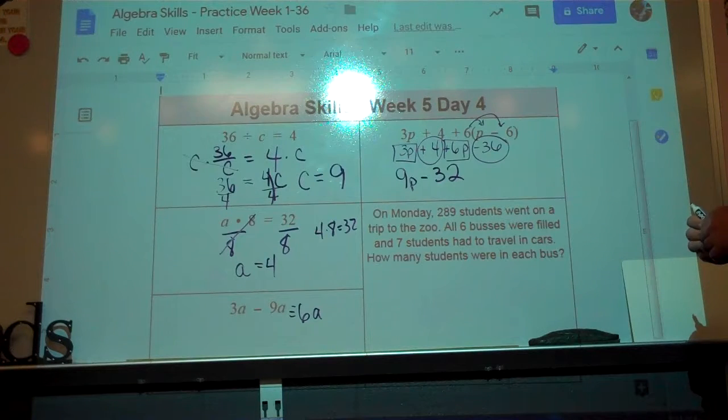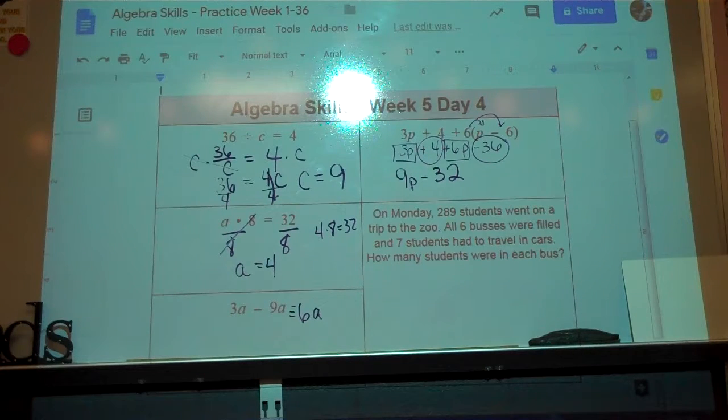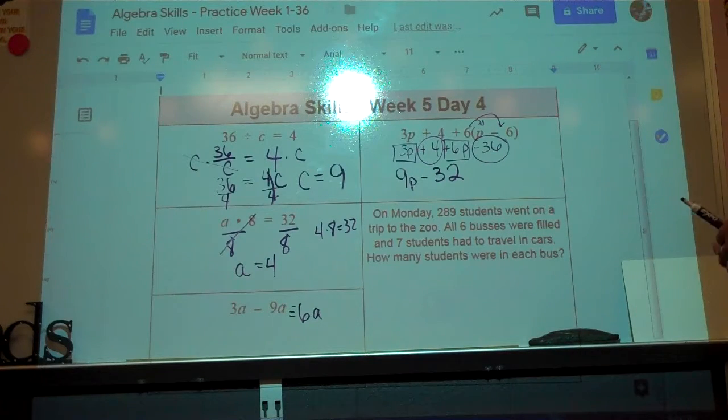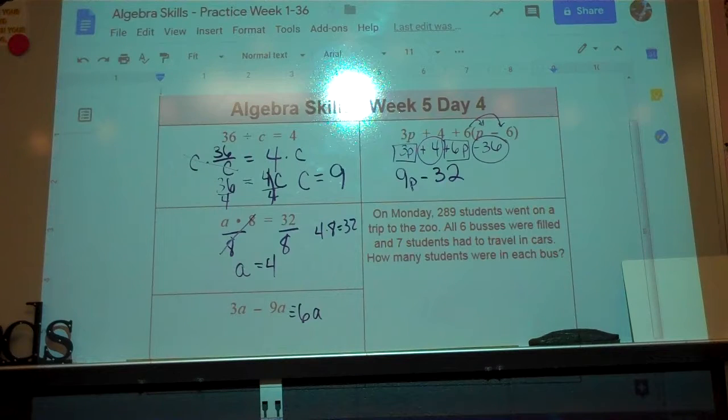All right, so everybody got that written down? Yep. Okay, good. Let's go on to the last one, our story problem. Okay, so you have to listen. On Monday, 289 students went on a trip to the zoo. All 6 buses were filled, and 7 had to travel in a car. How many students were on each bus?